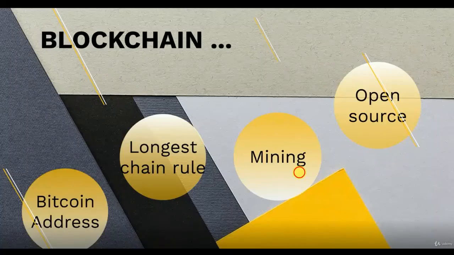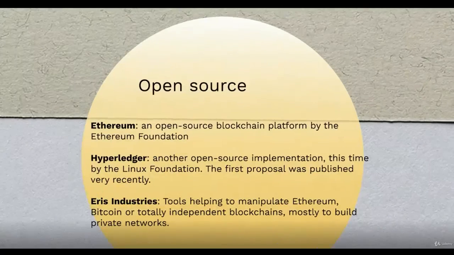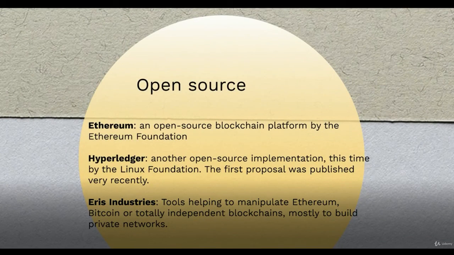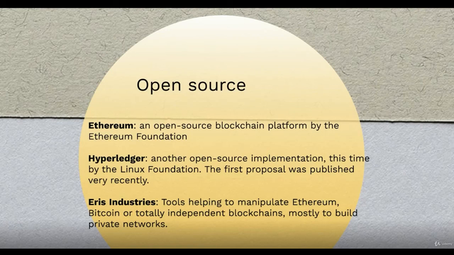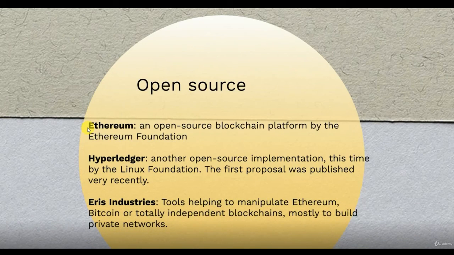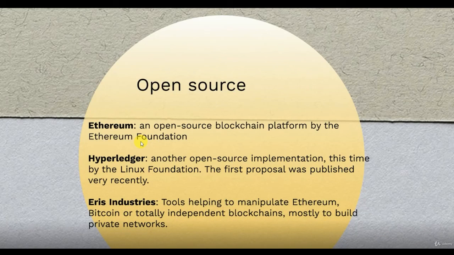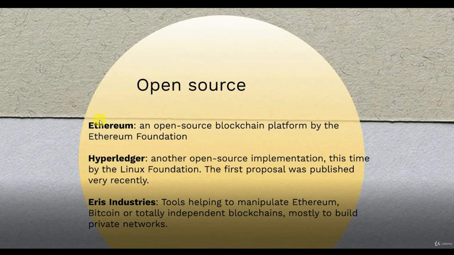So the next thing we are going to learn about is the open sources that are available for creating your blockchain. So we have Ethereum, Hyperledger, Eris, and there are so many other open sources. First, let's see Ethereum. Ethereum is a very famous open source blockchain platform. This is created by the Ethereum Foundation. I think it was released in 2014 or 2015. So it's a very new platform. But many companies are focusing on the Ethereum side because this is the permissionless blockchain platform.